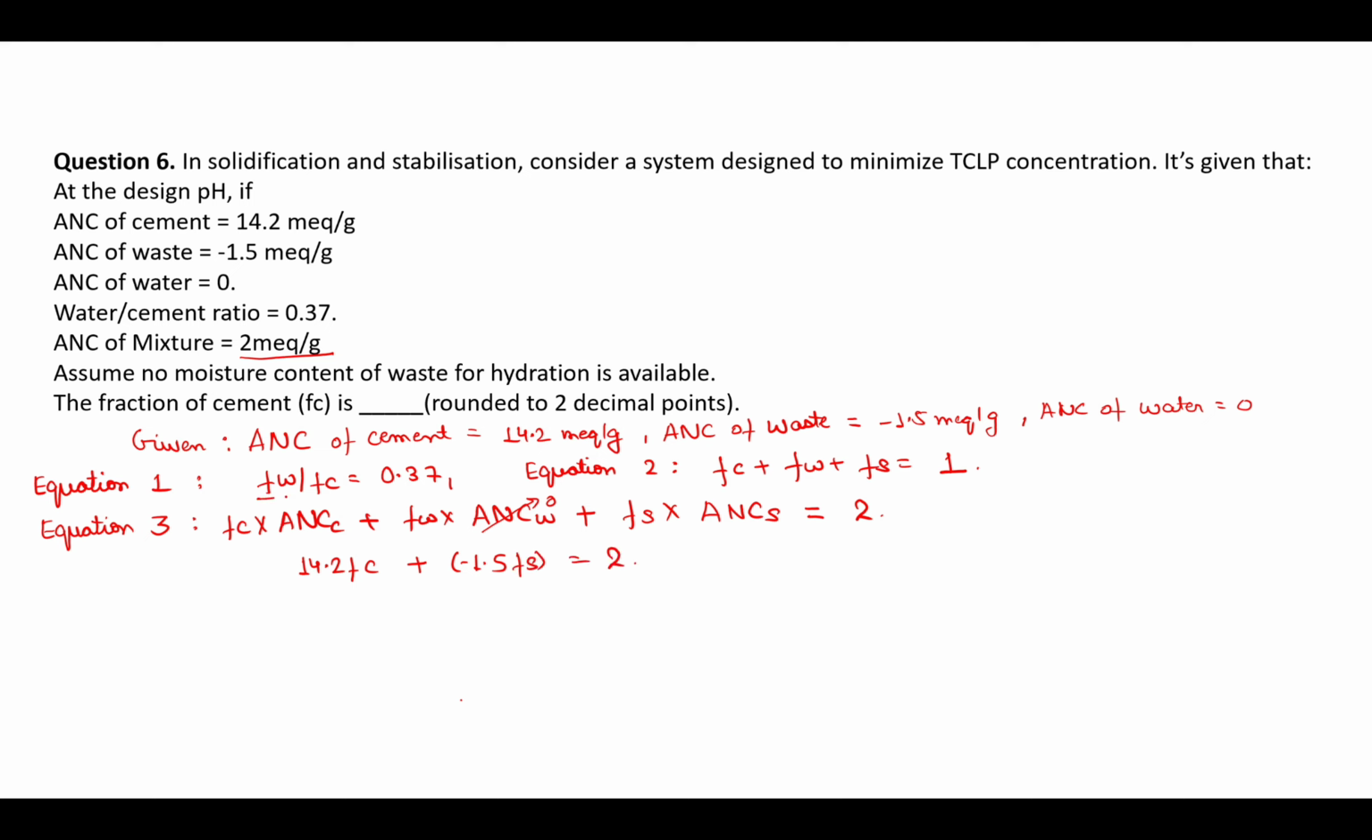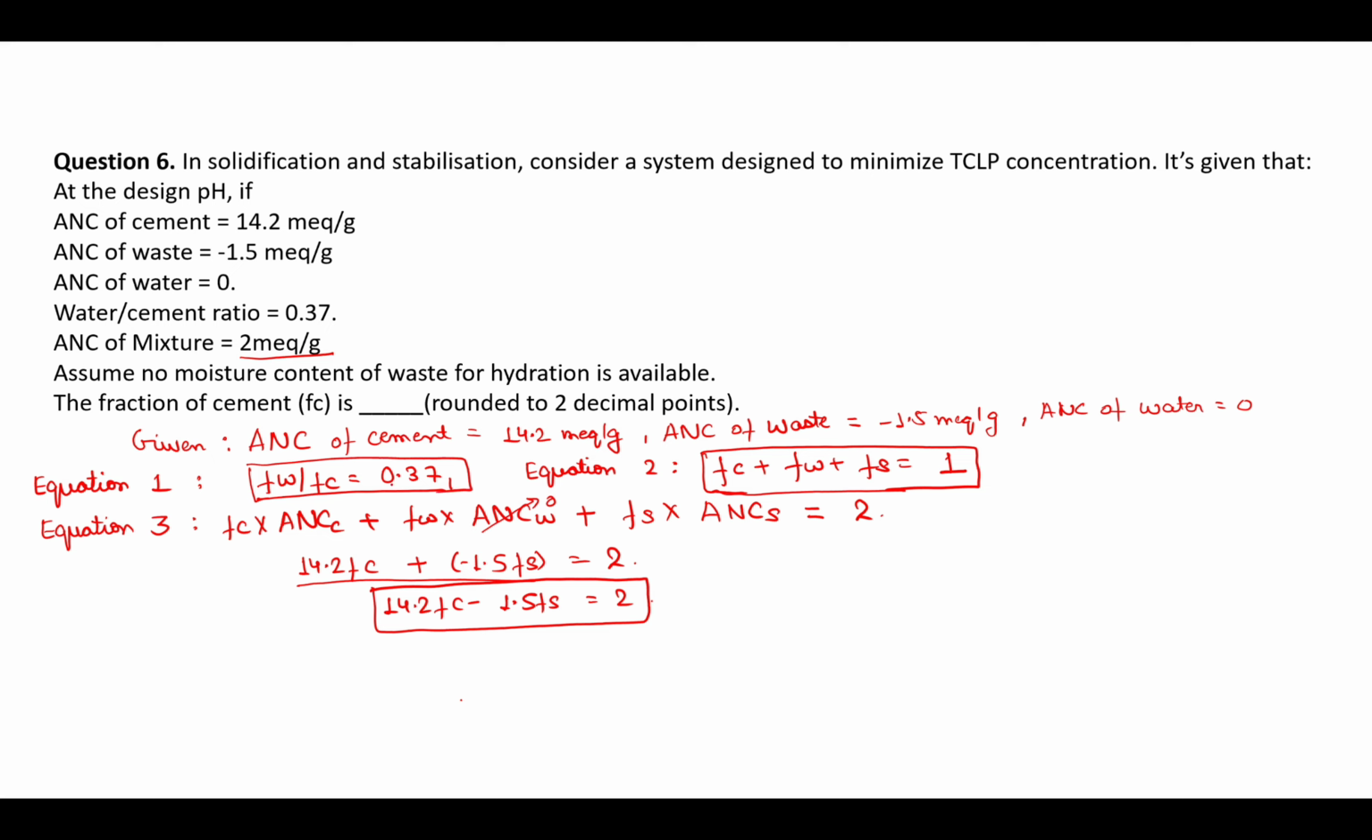So we have three equations. Fw by Fc is equal to 0.37. Second equation is Fc plus Fw plus Fs is 1. And the third equation is 14.2 Fc minus 1.5 Fs is equal to 2. So by simultaneously solving all these three equations, we will get the value of Fs, Fw and Fc. So let's see what we are getting.